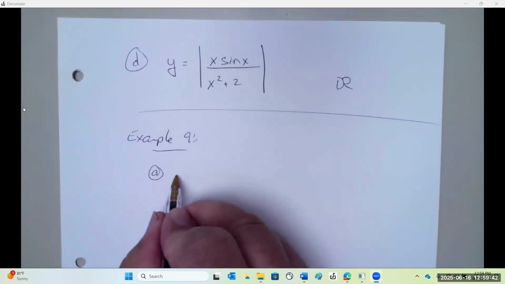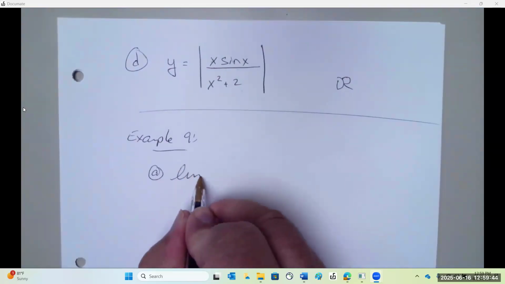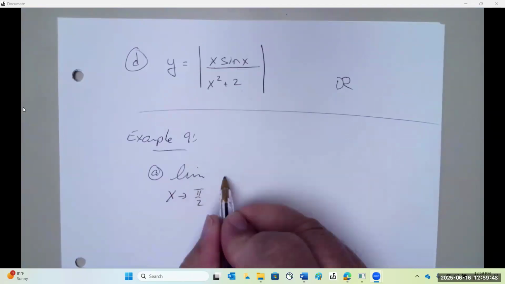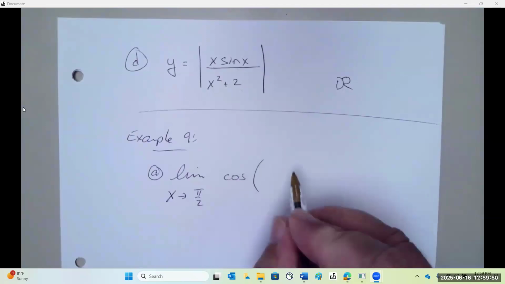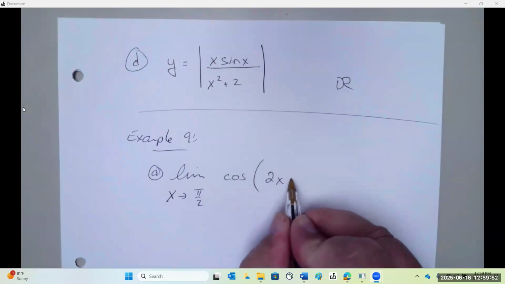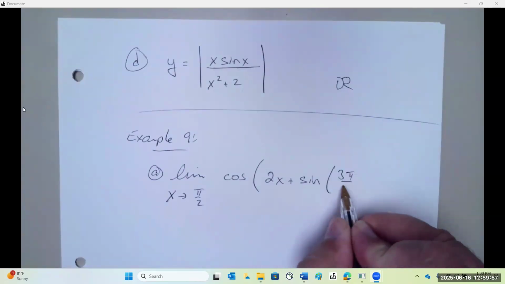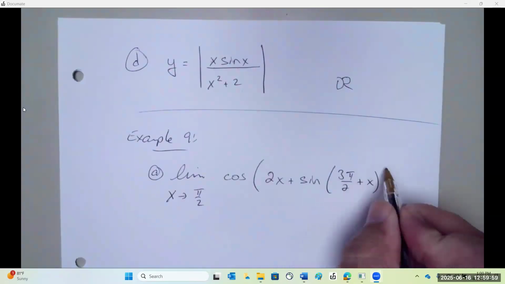Ooh, these take a little bit more thinking here. The limit as x approaches pi over 2 of cosine of 2x plus sine of 3 pi over 2 plus x.